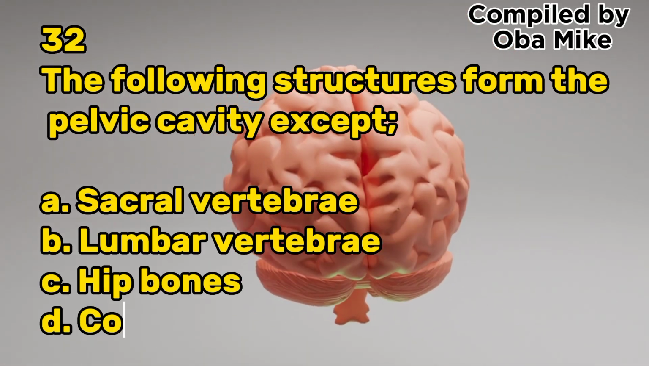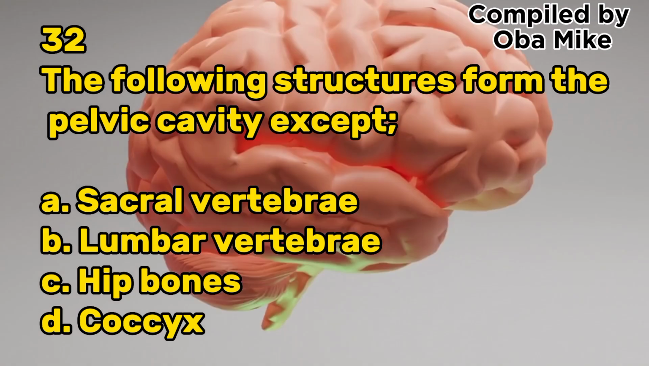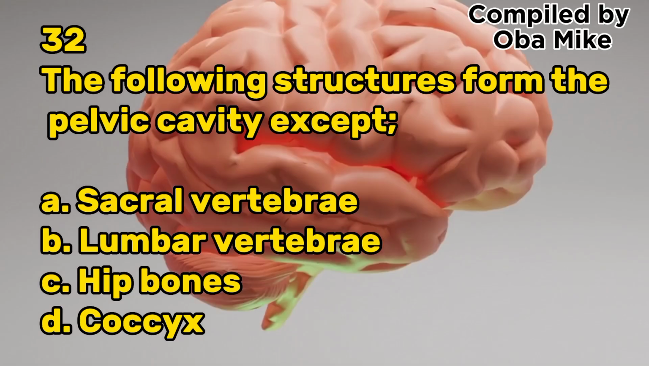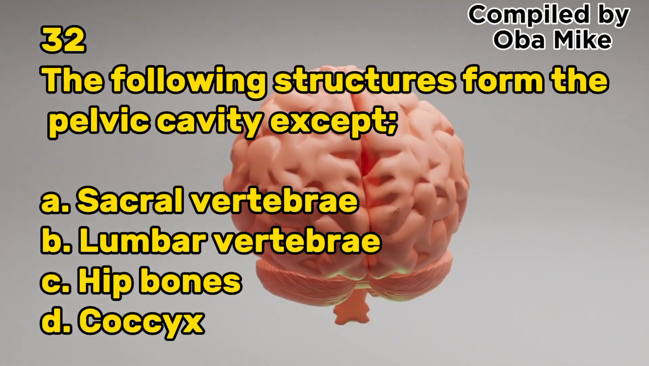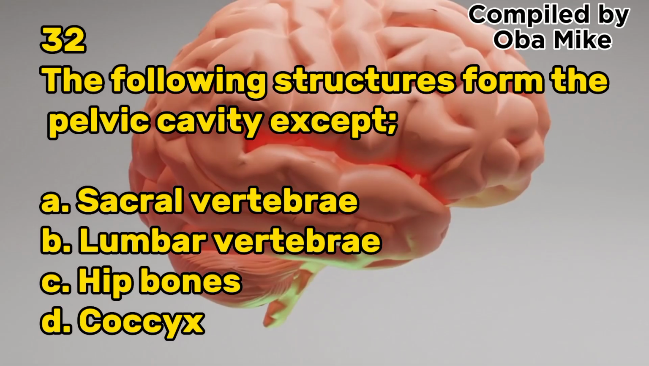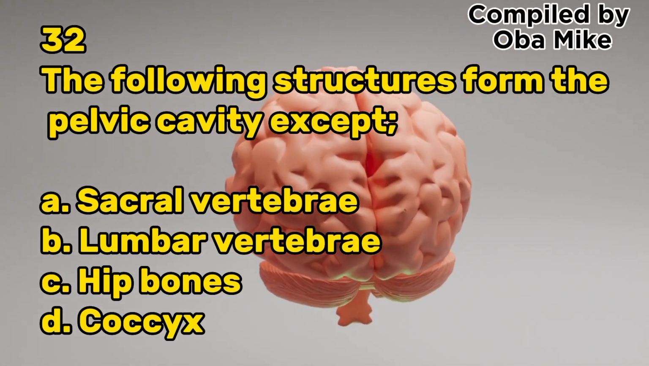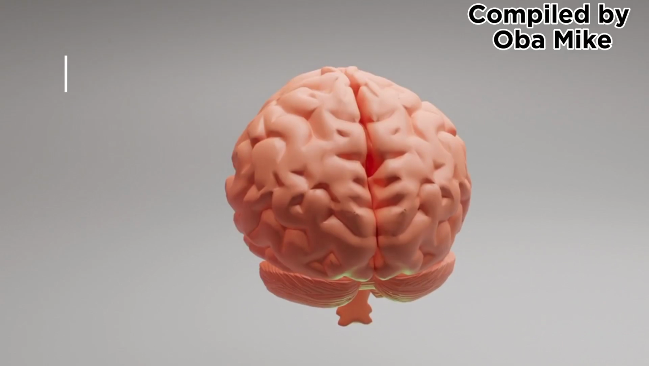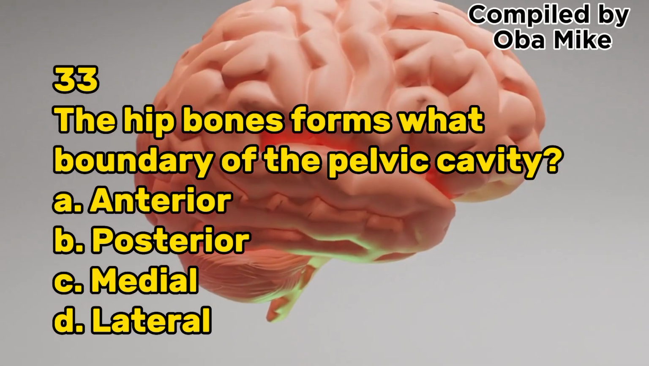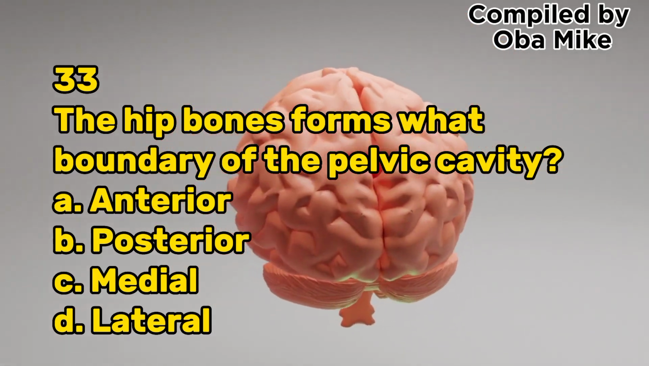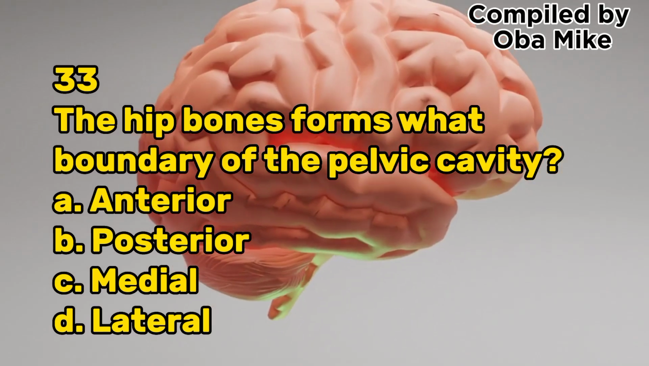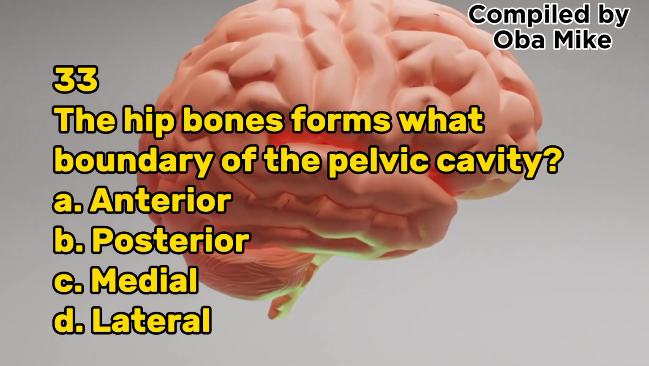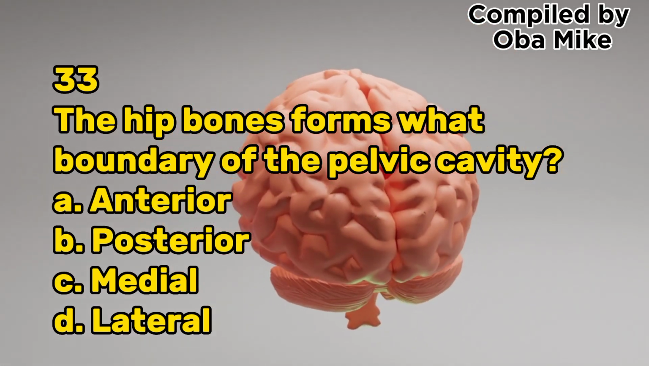32. The following structures form the pelvic cavity except A. Sacral vertebrae, B. Lumbar vertebrae, C. Hip bones, D. Coccyx. 33. The hip bones form what boundary of the pelvic cavity? A. Anterior, B. Posterior, C. Medial, D. Lateral.